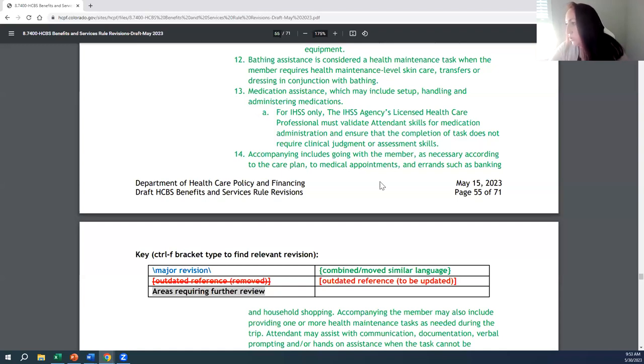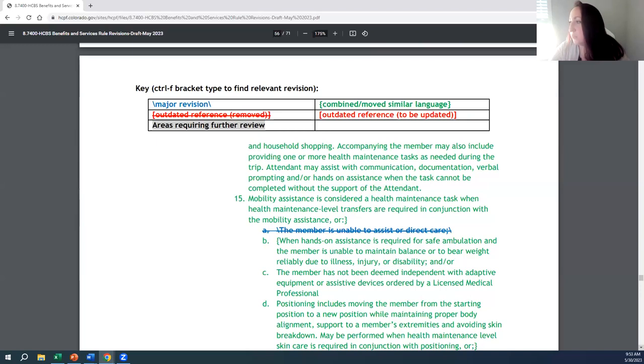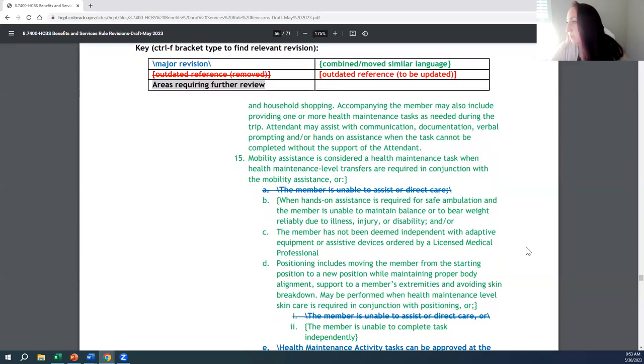14, accompanying includes going with the member as necessary according to the care plan to medical appointments and errands such as banking and household or shopping. Accompanying the member may also include providing one or more health maintenance tasks as needed during the trip. Attendant may assist with communication, documentation, verbal prompting, and or hands-on assistance when the task cannot be completed without the support of the attendant.